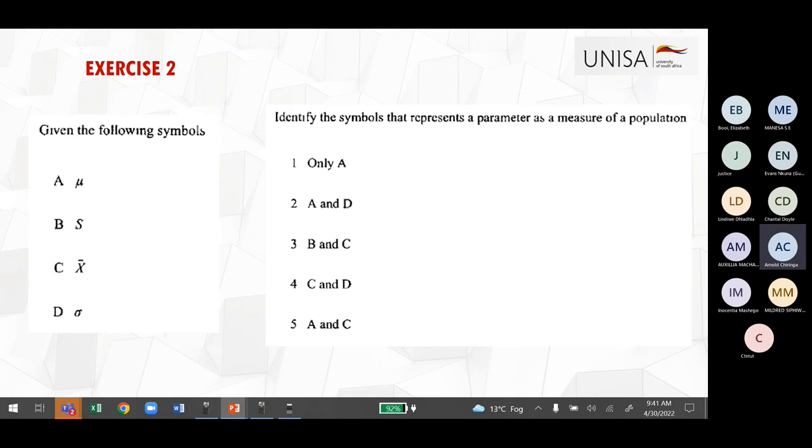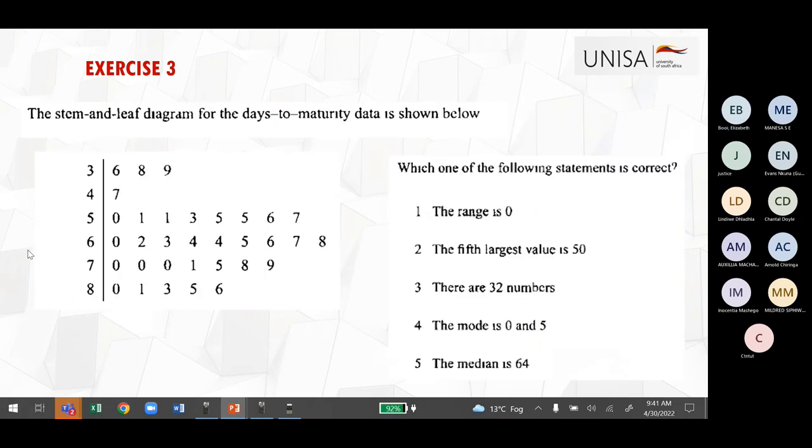A and D. It is A and D, which is option two, because for a population parameter, because it's huge, we use the Greek letters. You must always remember that. That is a Greek letter, that is a Greek letter. The others are just normal letters of the alphabet that we know. I'm not going to ask you about this.